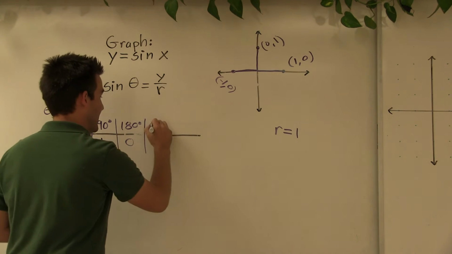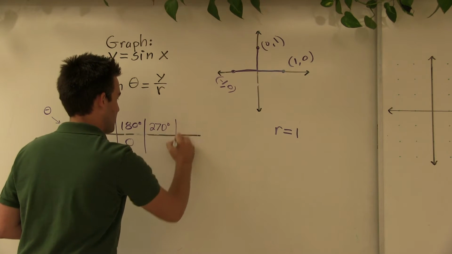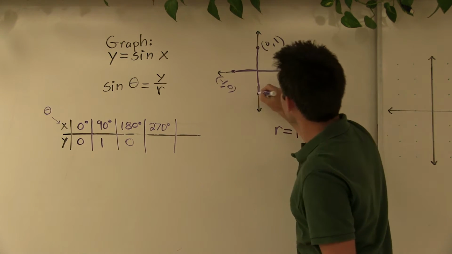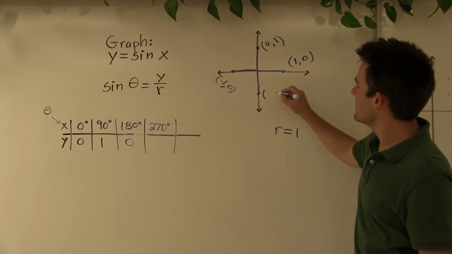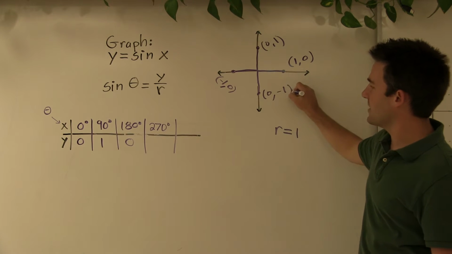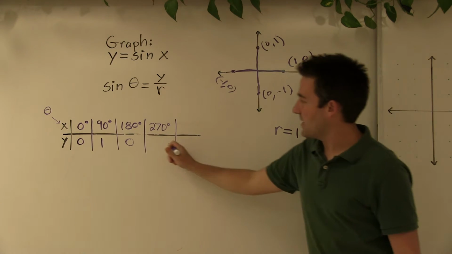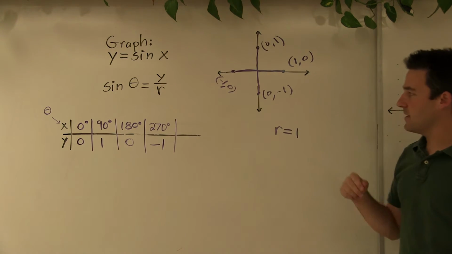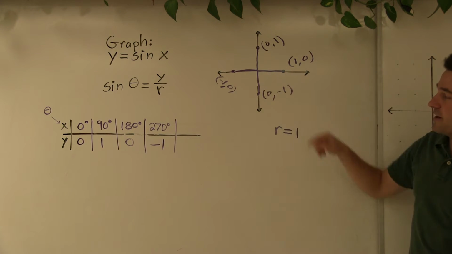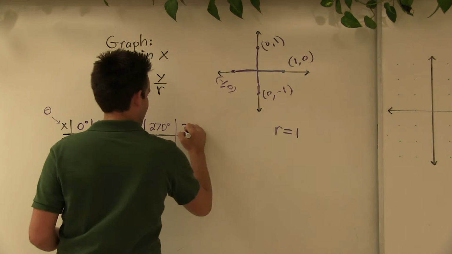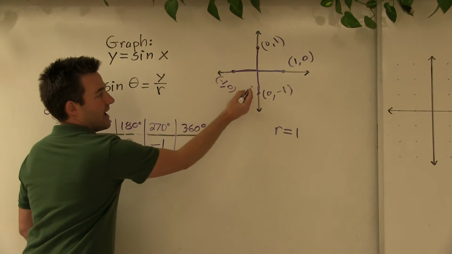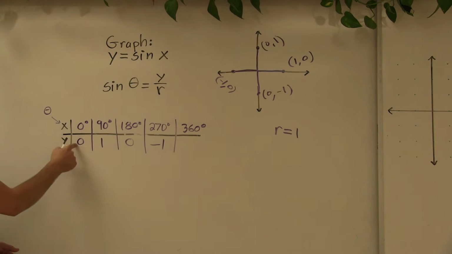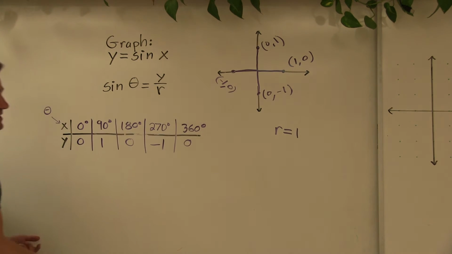Let's try it for 270. At 270 degrees, which is down here, our coordinates are 0, -1. So that means y is -1 here, because it'd be -1 over 1. And if we keep going all the way to 360, at 360, we're back at that initial side. We're back at 0 degrees. So 360 is going to match the 0.